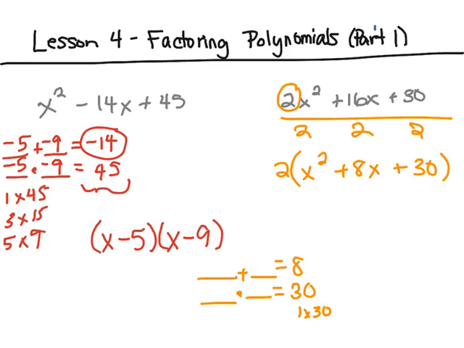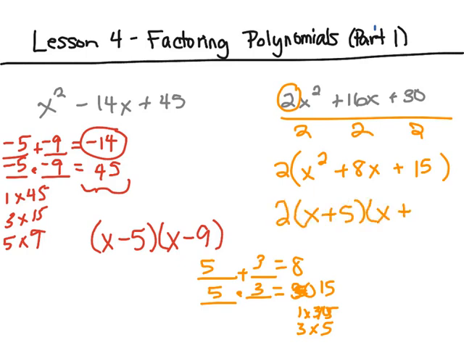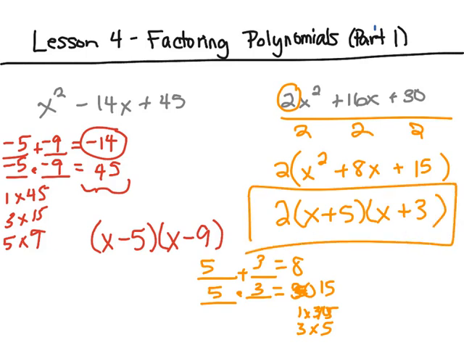And by 30, I mean 15. I was wondering why that didn't work. We have 1 times 15 or 3 times 5. So 5 plus 3 is 8. So we have 2 bracket x plus 5, x plus 3. So there's our factored trinomial.